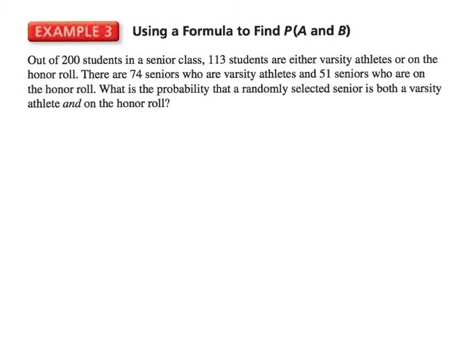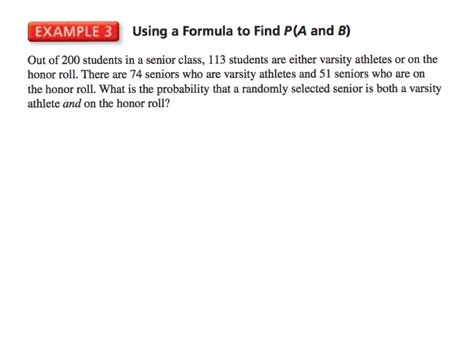So in example 3, we're going to use a formula to find the probability of A and B. Out of 200 students in a senior class, 113 are either varsity athletes or on the honor roll. There are 74 seniors who are varsity athletes and 51 seniors who are on the honor roll. What is the probability that a randomly selected senior is both a varsity athlete and on the honor roll? So we first have to start by writing a general formula.